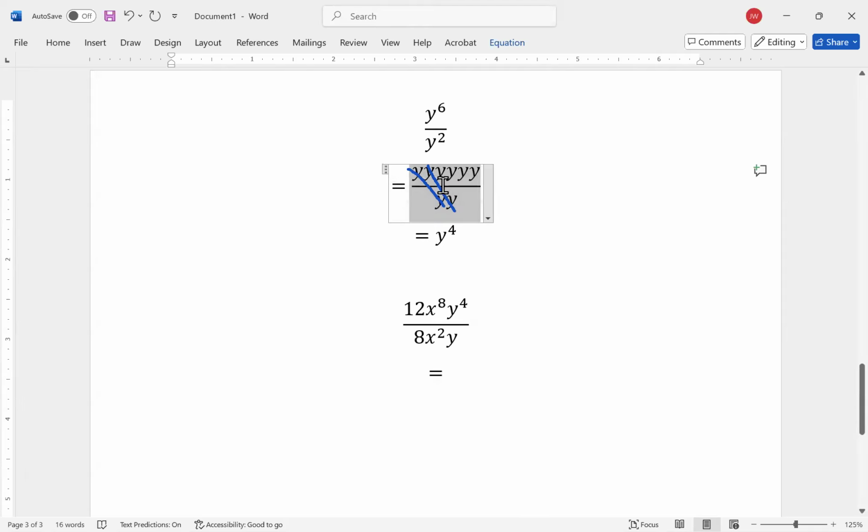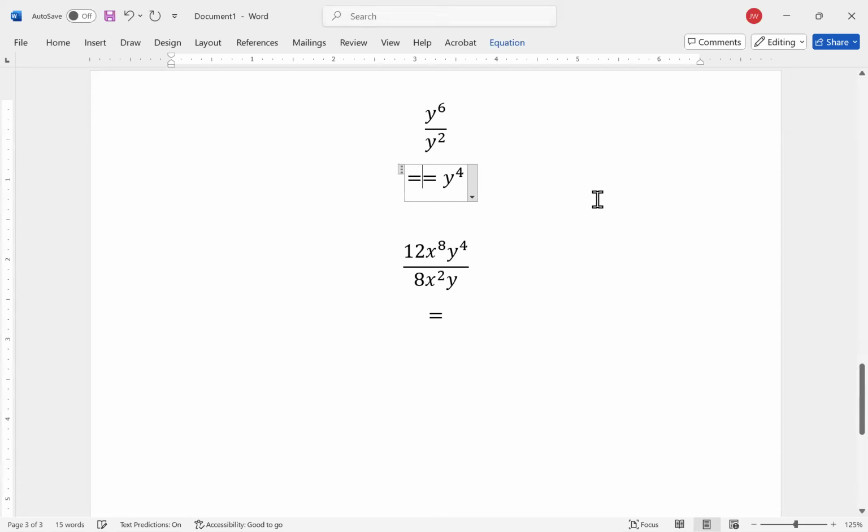Usually we don't write this middle step. Usually we just say 6 minus 2 is 4, so that is y to the 4th. And that's the quotient rule. It's saying we don't actually need this middle step. We can just say y to the 6th divided by y squared gives me a y to the 4th.